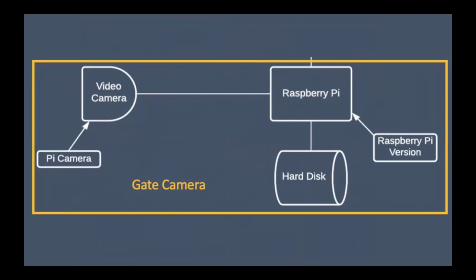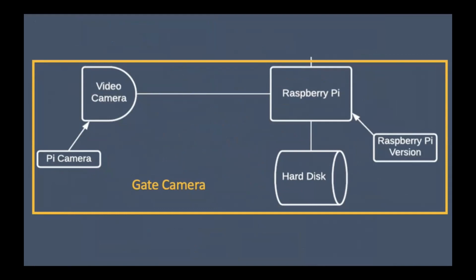The gate camera. The 2 main components in this part of the system are the Pi camera and the Raspberry Pi. The Pi camera is used to capture a snapshot of the car at the gate entrance. This snapshot is then sent to the Raspberry Pi through a wire.